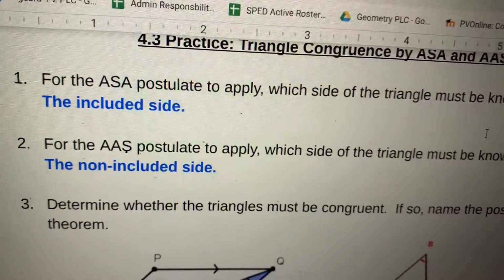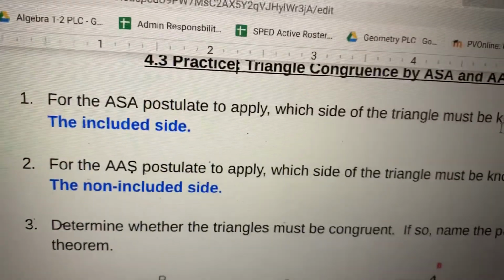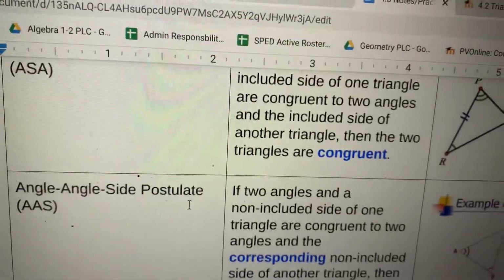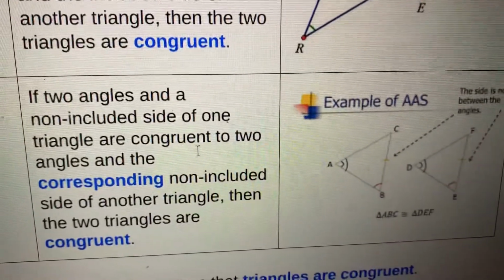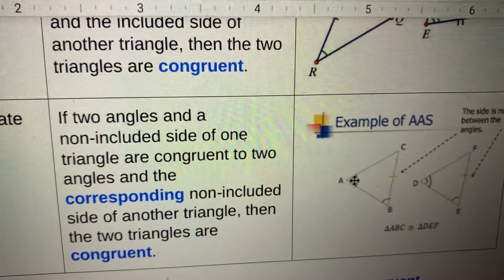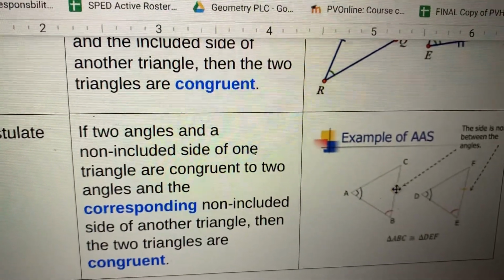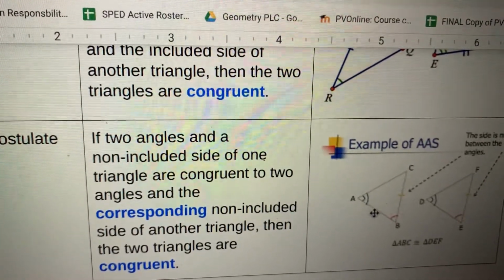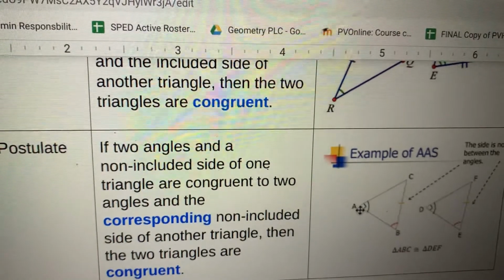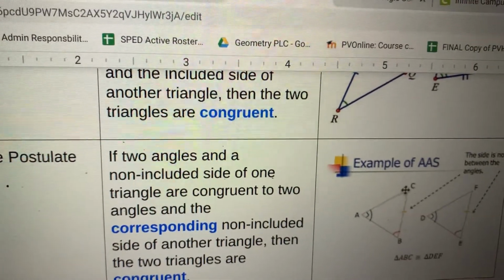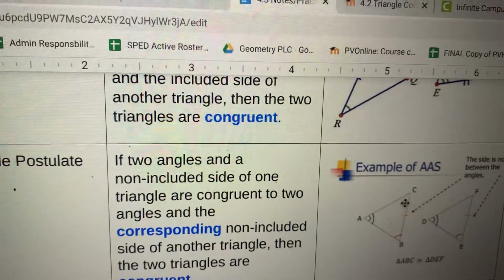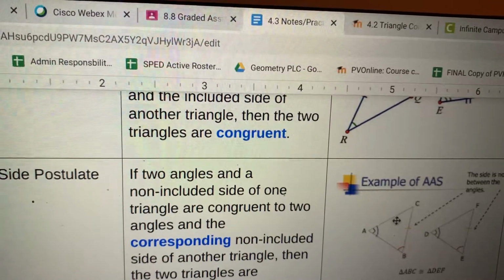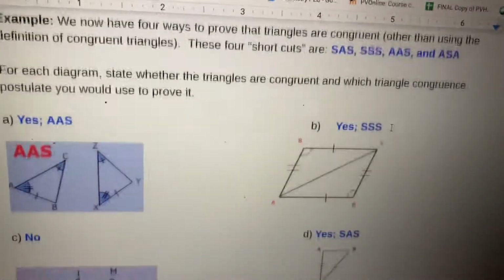For angle, angle, side, what side of the triangle must be known? It is the non-included side. So we'll go back up to the example. If we have angle, angle, side, notice how it goes angle, angle, and then it's this side here. It's not included because it's not right here. So again, if we had like A and C for the angles, then that would work too. It would be this one here because that's not included. It's not in between the two angles. Okay, hopefully that makes sense.